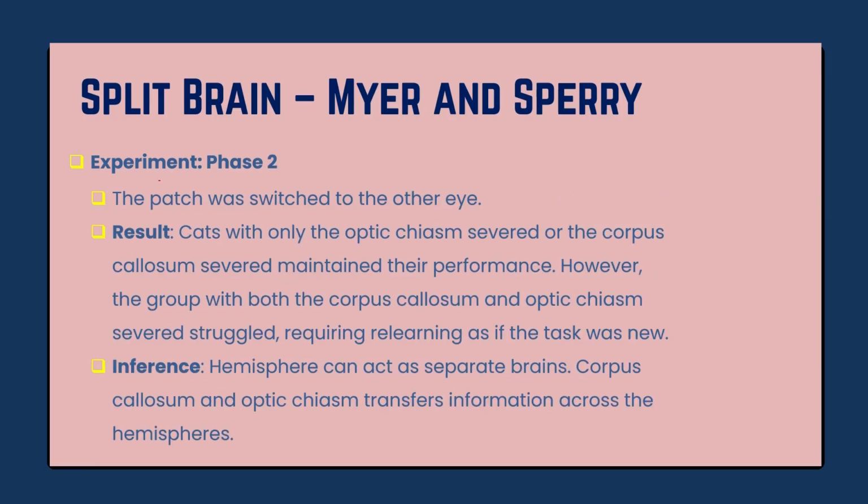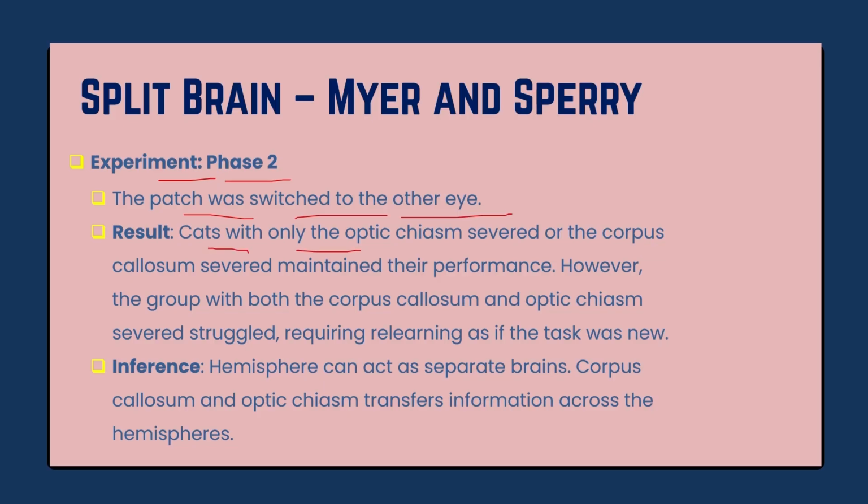Now, in the second phase of the same experiment, the patch was switched to the other eye. So, for example, in the first phase, if the patch was on the right eye, in the second phase, the patch was shifted to the left eye. And the cats were trained to do the same exercise, the lever press mechanism, right? And what were the results?